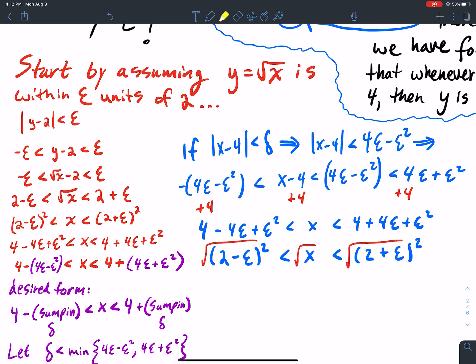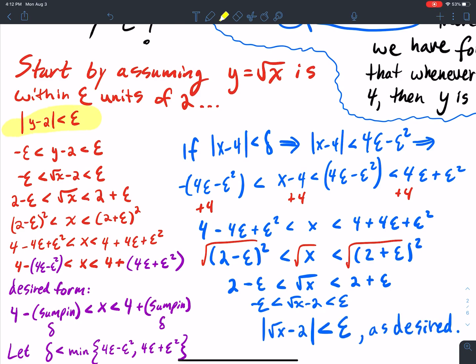What is the next step? Square root it. And so I'm going to square root it. And when I square root it, I get back to this line, matches that line. And now what do I have? This and this. So I subtracted 2 from everything. And now I get right back to where I started, as desired.